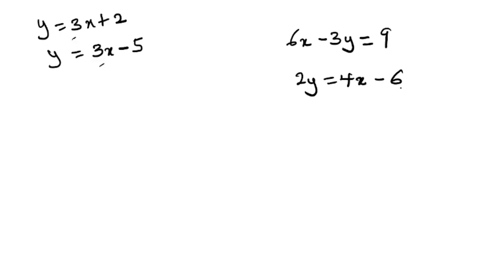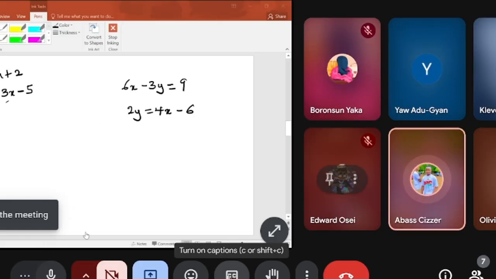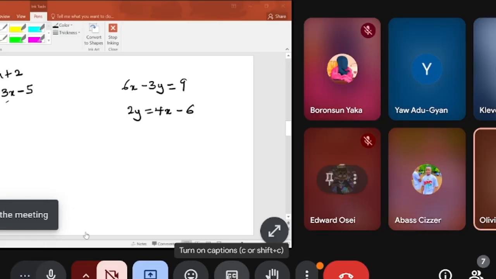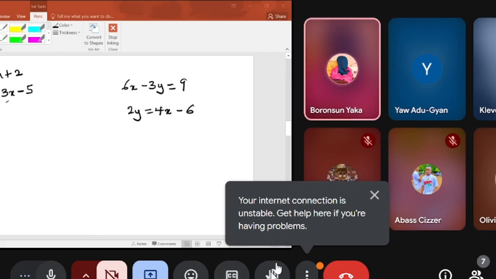Please, they are parallel. Wow, that was fast. Okay. Anyone else? I'm on it. All right. Is it, they are parallel. All right, Abbas. Yes, they are parallel. Okay.